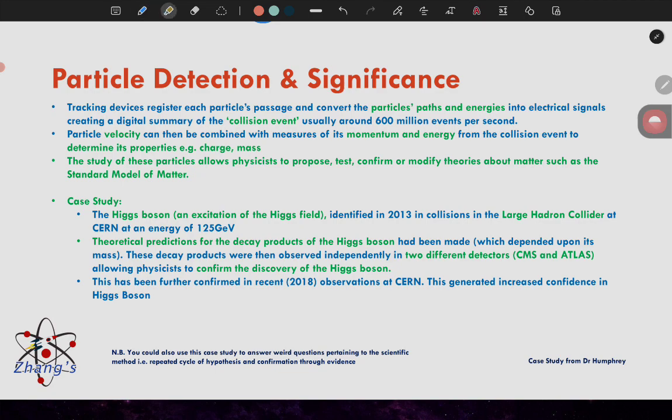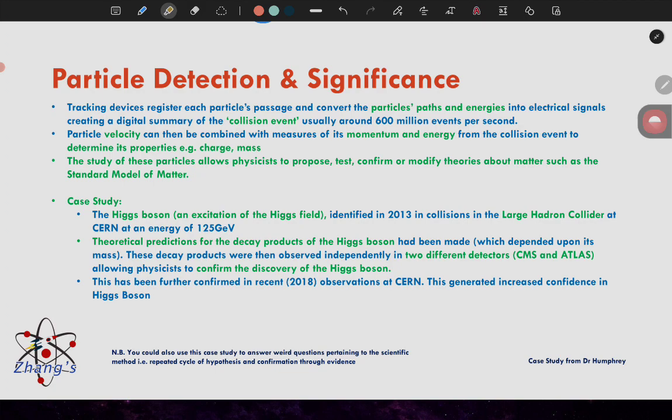So just to break this down a little bit more, right? We have now tracking devices that register each particle's passage and essentially track the momentum and energies of the particles that get released after a collision event, because collisions create lots and lots of subatomic particles. As a result, we can then use these momentum and energy values and back calculate the different types of particles we see within a collision. And sometimes these collisions allow us to observe particles we haven't seen before.